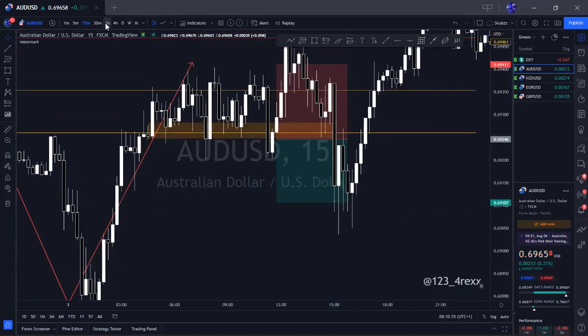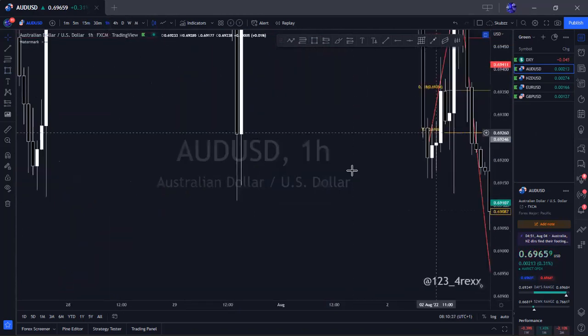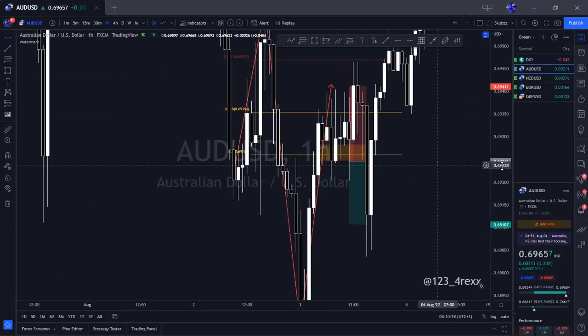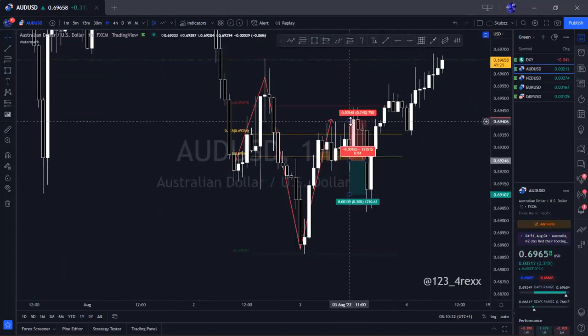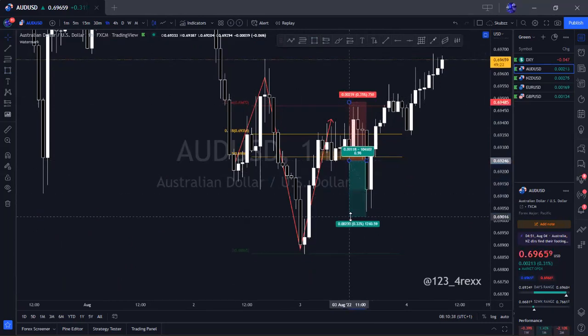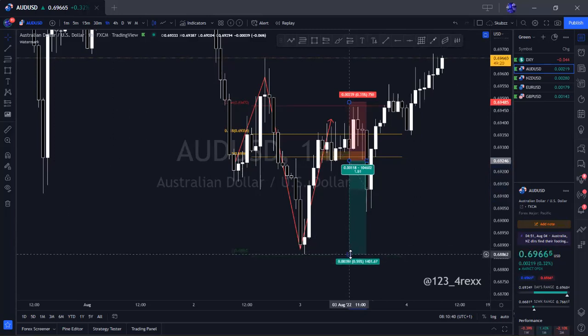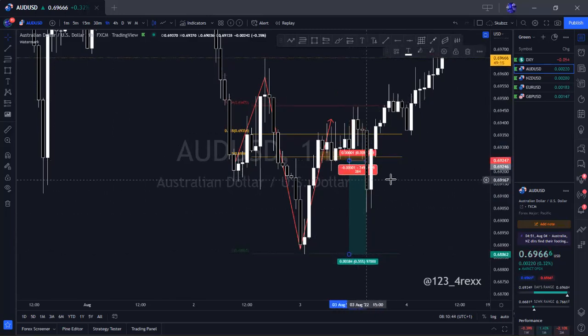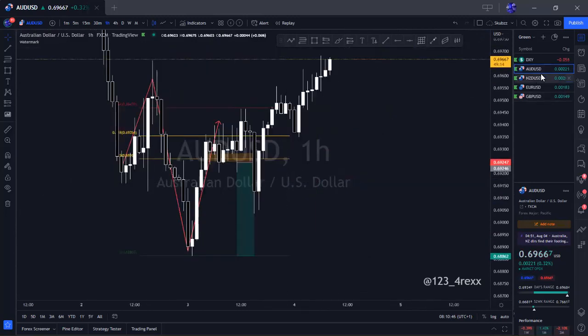Now, this was what happened yesterday. The one I actually entered was this one with stop loss above, because I always try to be as safe as possible. Then TP down here, but it actually did not hit TP. It took me out on break even. Yeah, this was quite sad. I think NZD took me out on break even yesterday.